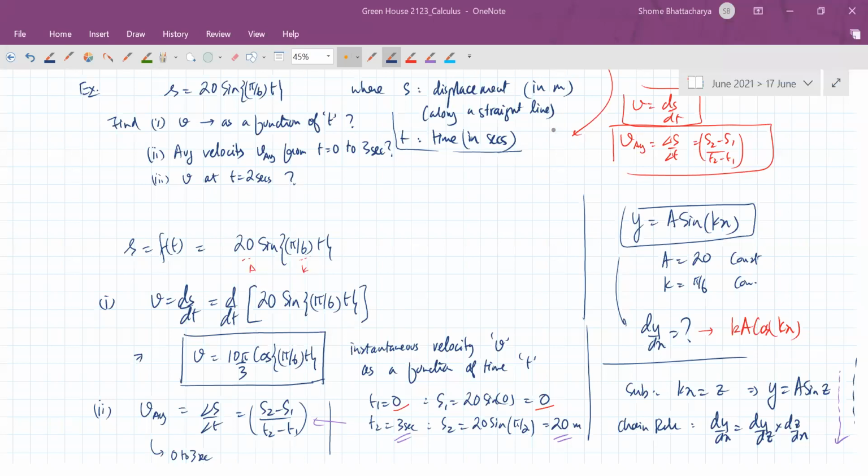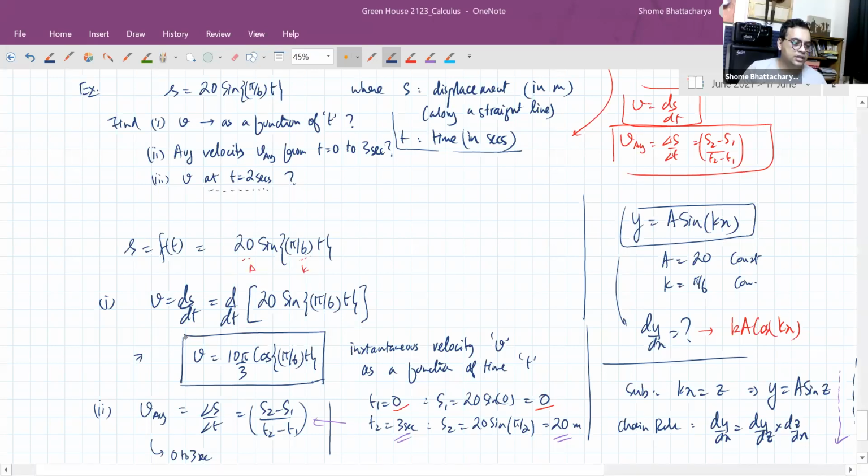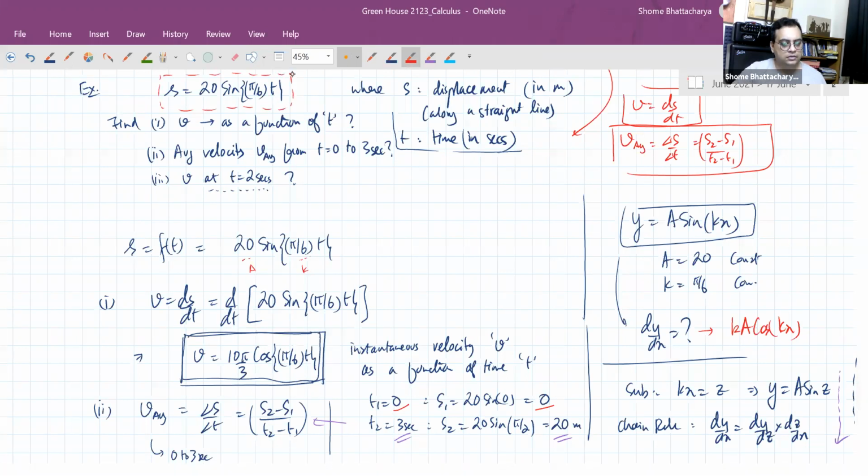Yes, sir. So for the third part, we have to substitute t in which equation? In this equation, the instantaneous velocity. But if I substitute time in the S equation, it will give me the displacement at that time and not the velocity.